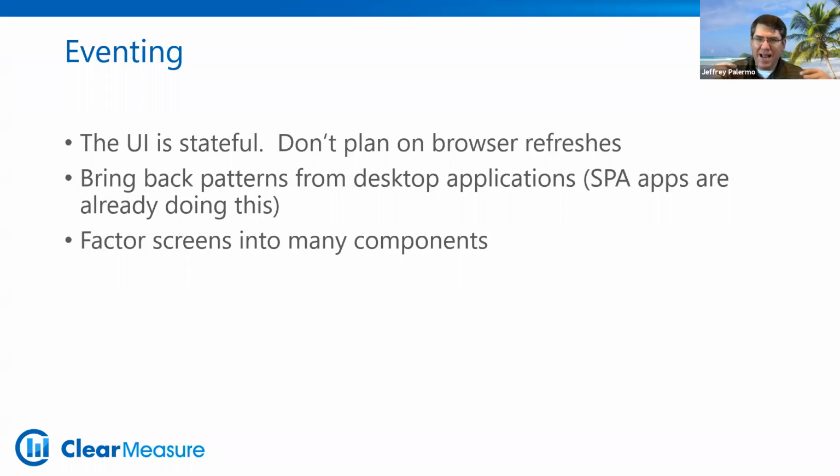So there are different areas of the screen, very different from how we think about laying out screens as pages, as if they're documents. In Blazor, just get the mental model. You're not laying out screens as pages. You are laying out screen regions, okay? So you're going to factor your screens into many components.